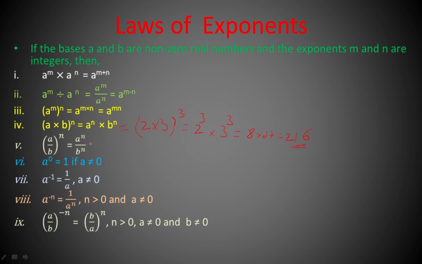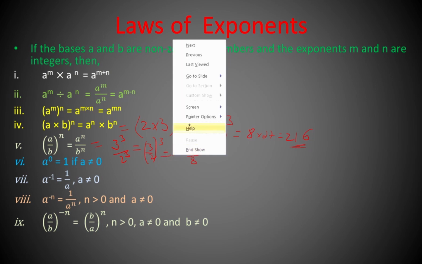The other one is, don't forget, b and a are different from zero, or non-zero numbers. This can be written as a over b, the whole to the power of n, equals a to the power of n over b to the power of n. For example, 3 to the power of 3 over 2 to the power of 3, with the same exponent, can be written as 3 over 2 the whole to the power of 3. The same is true in all the properties, the vice versa equation always works. This can be written as 27 over 8.